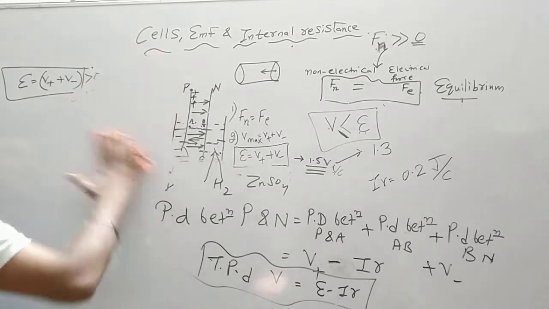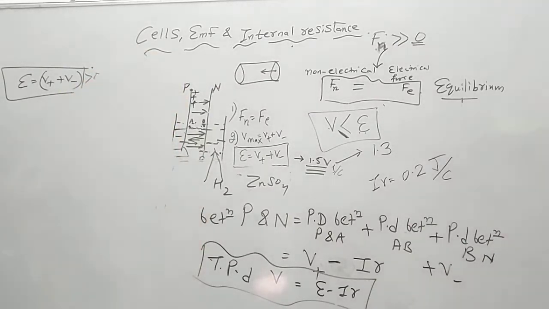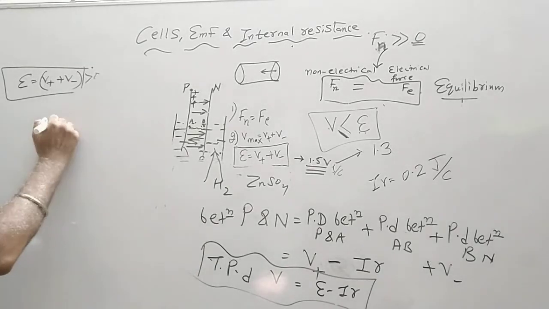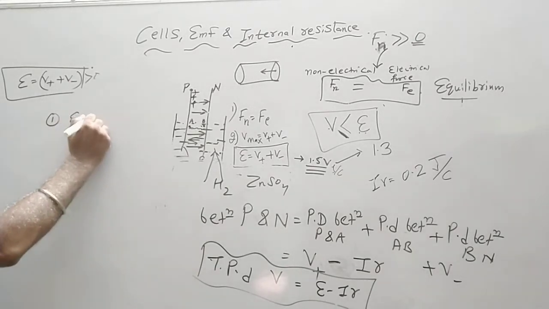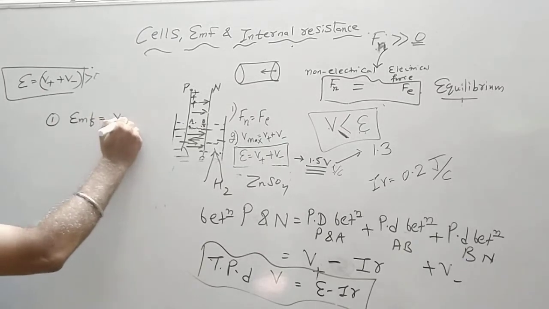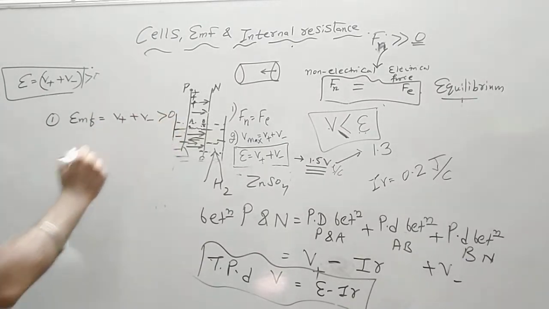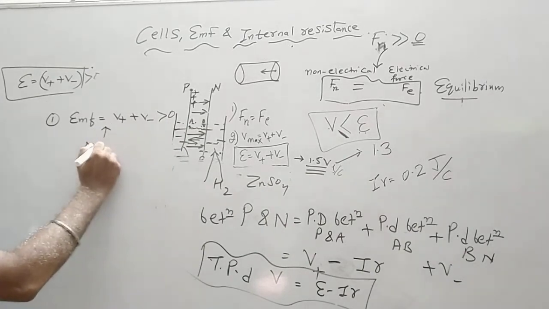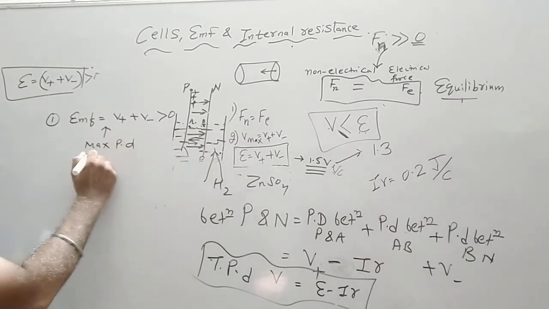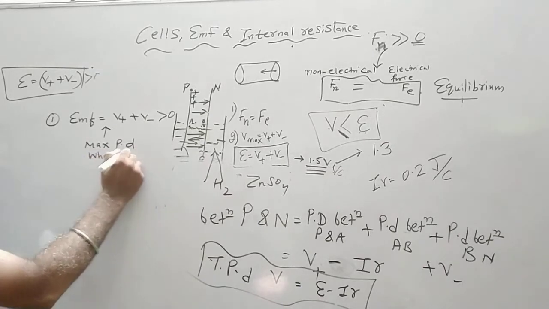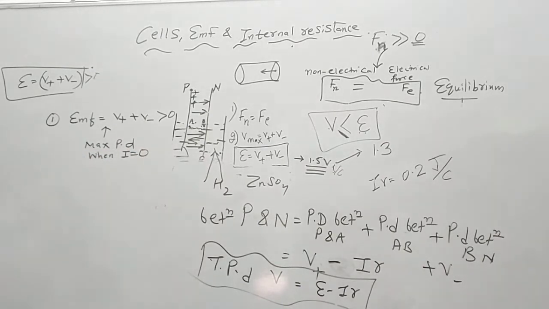So now we have three terminologies. Number one is EMF. You remember this, EMF is V plus minus V minus, which is greater than 0. I can say this is the maximum potential difference when no current is drawn, or when I is 0. This is the first situation. This is the situation when we bring the cell from the market.